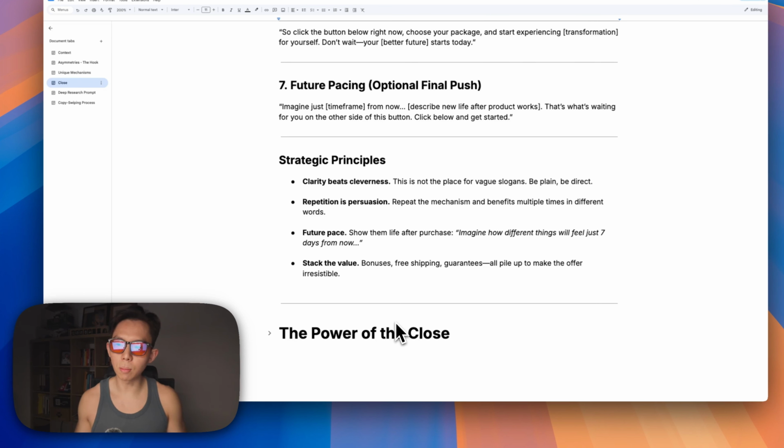The next thing is to future pace. Show them what life would be like. So when you're running or editing a VSL, you want to make sure that you include the dream scenarios so that they can visualize themselves in that situation. And lastly, stack the value. So you want to have bonuses, free shipping, guarantees. You want to pile it up to make a very irresistible offer.